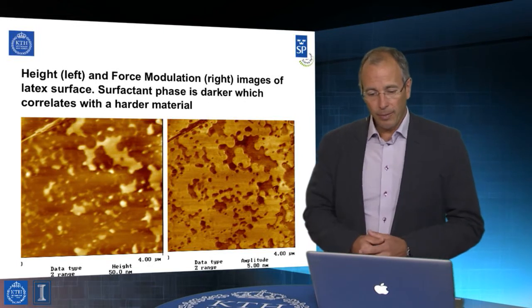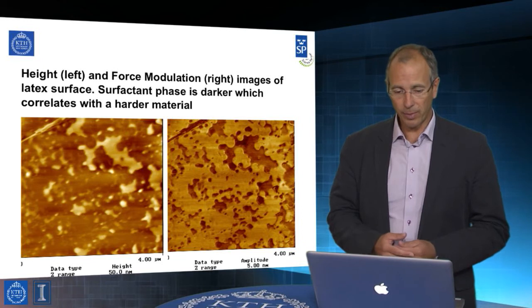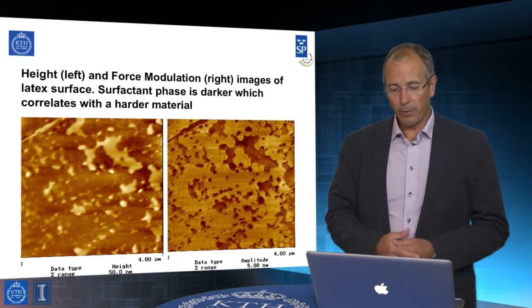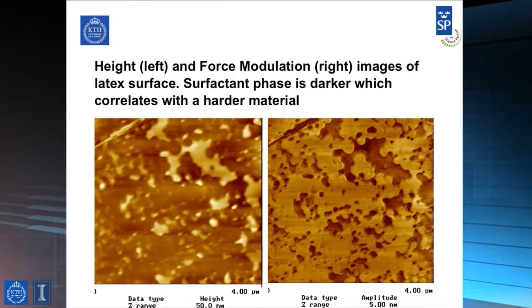And once again, another example from paints. They lend themselves very well to these sorts of examples. On the left we see the height. On the right we see a force modulation image. The surfactant phase in this case is darker, which in this case correlates to a harder material.